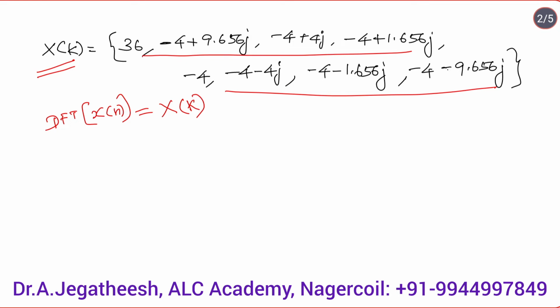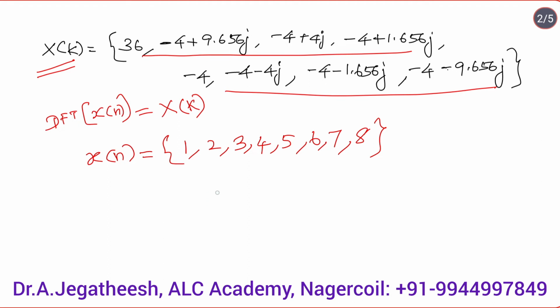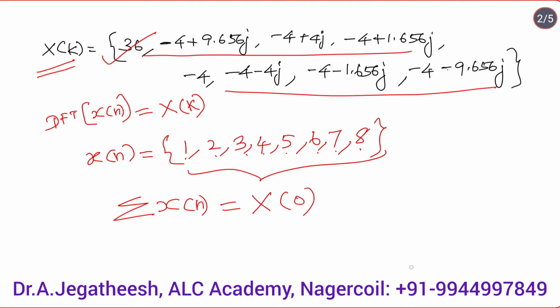Now you can easily check whether our answer is correct or not. For that, you can cross verify with the help of the given problem. Let us write the given problem. x of n is equal to 1, 2, 3, 4, 5, 6, 7, 8. If you add the given sequence, that is the sum of x of n, 1 plus 2 plus 3 plus 4 plus 5 plus 6 plus 7 plus 8, you will get 36. That will be the first term of the answer. First term means zeroth element. This is the zeroth element of the answer.